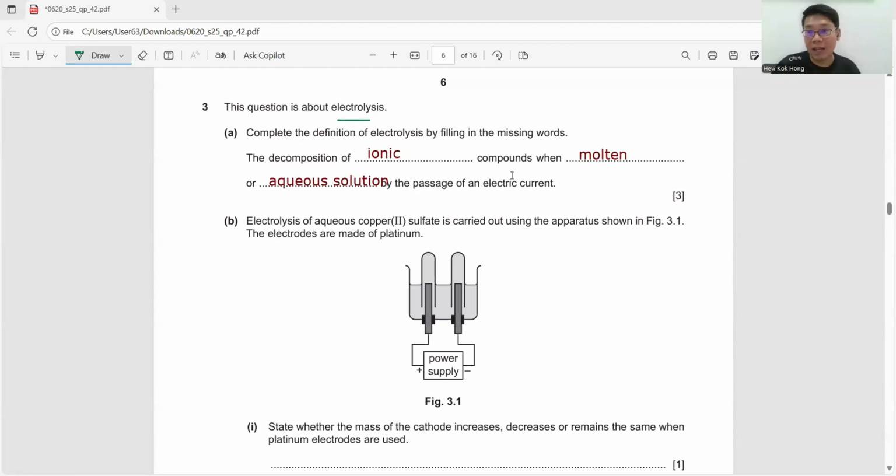By the passage of electric current, sometimes they will directly give you 2 lines and ask you to write the full definition. So make sure you remember how to write the definitions. Decomposition of ionic compound in molten or aqueous solution state by a passage of electric current. So these 3 points are very important.